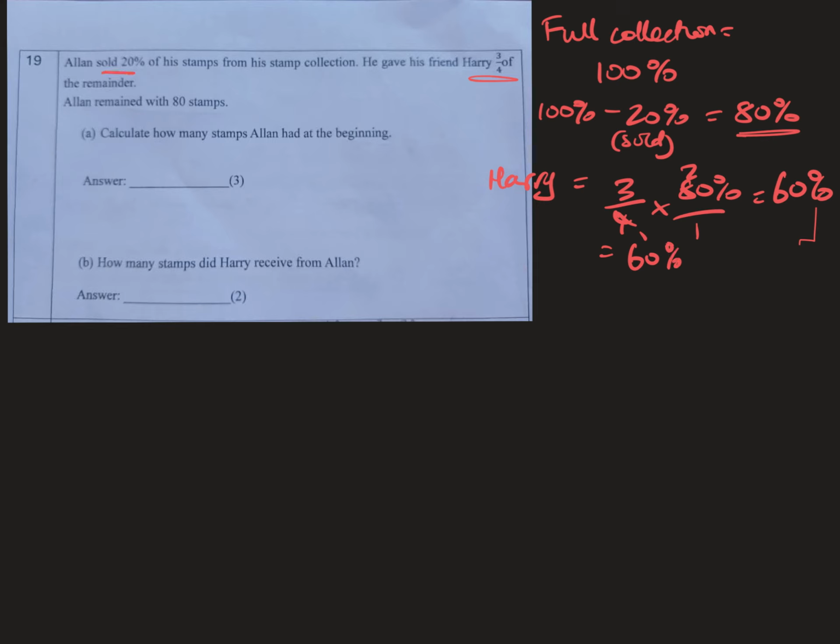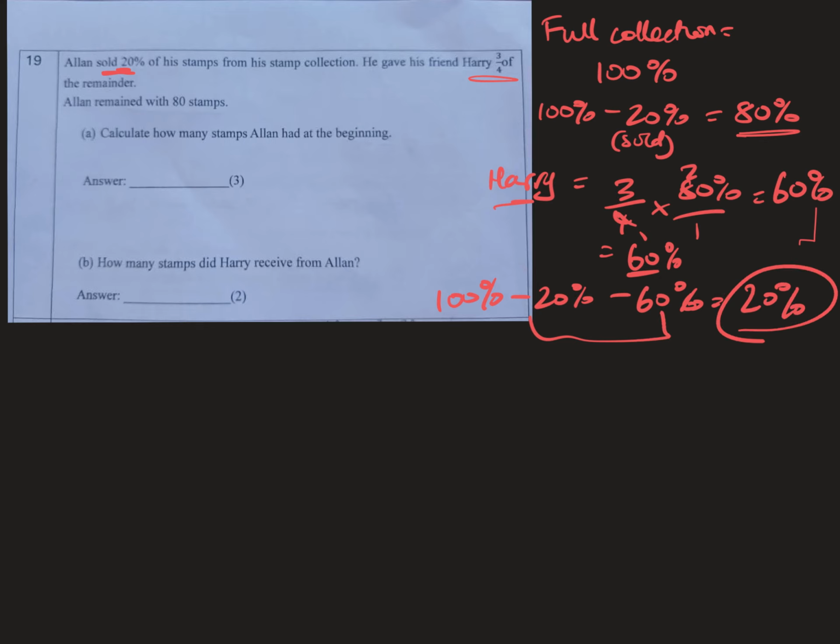So let's recap. He sold 20%. Harry gets 60%. And the total amount he started with was 100%. So let's see how much percent he has left. He started with 100, sold 20%, and then gave Harry 60%. So if we add this up, it'll be 100 minus 80%. So he'll be left with 20%.